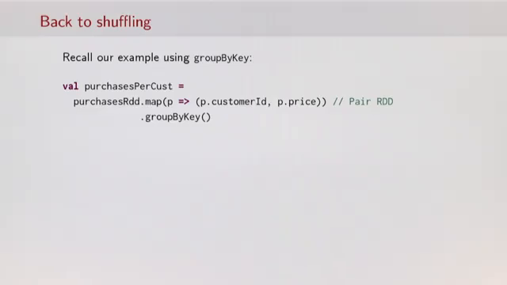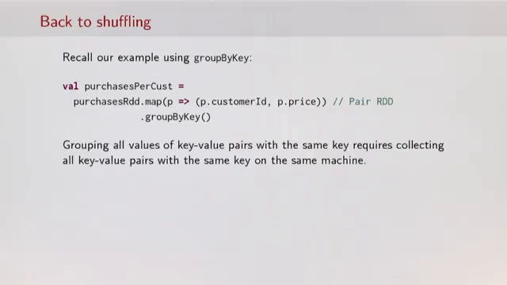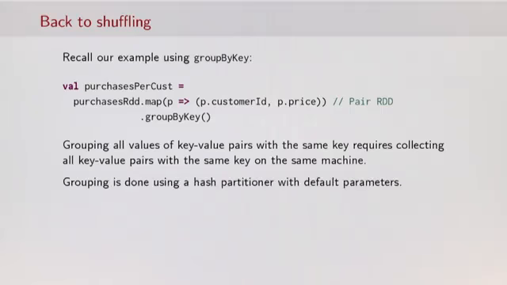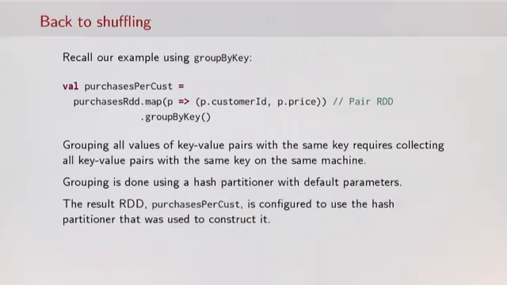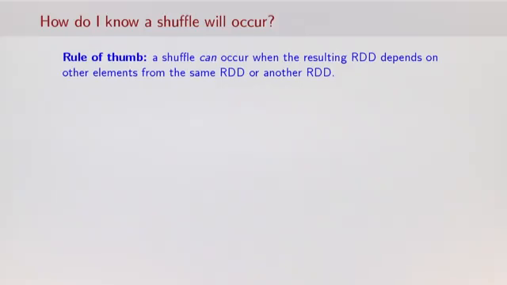Now let's look back to our example using group by key. Let's try to understand a little bit about what's happening with these partitioners under the hood. We recall that grouping all of the values of the key value pairs of the same key requires collecting all of the key value pairs with the same key on the same machine. That's a mouthful. By default, grouping is done using a hash partitioner with the default parameters. And then the resulting RDD is configured to use that same hash partitioner that was used to construct it. This is what's going on under the hood. At this point, you might be asking yourself, well, goodness, how do I know when a shuffle will occur?